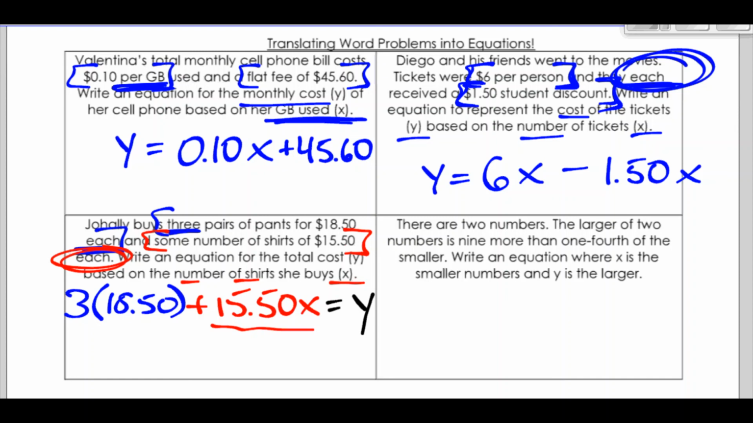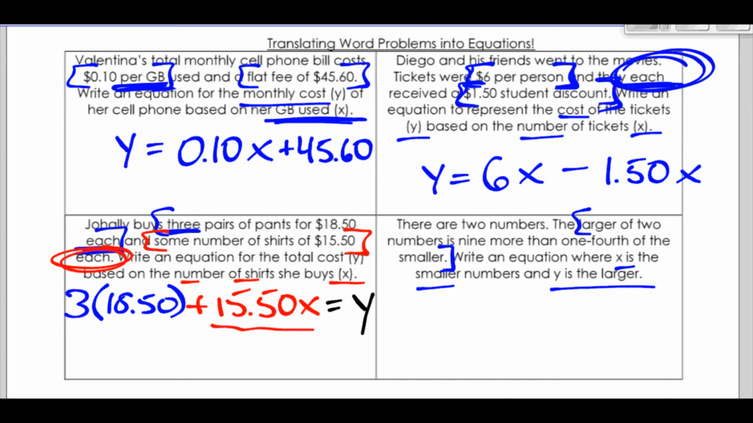All right, the last one, there's 2 numbers. The larger of the 2 numbers is 9 more than 1/4 of the smaller. Write an equation where X is the smaller one and Y is the larger.